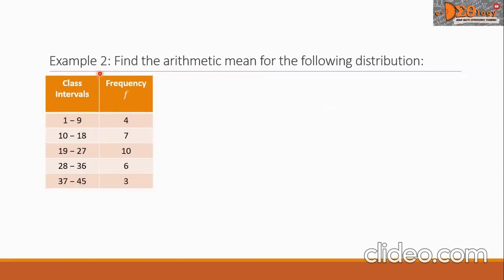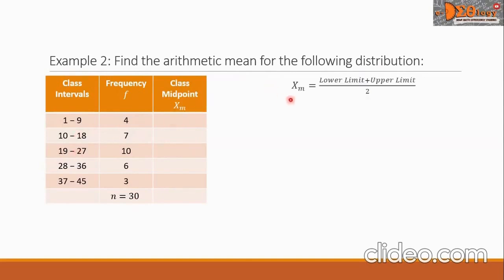Let us have example 2. Find the arithmetic mean for the following distribution. We have 5 class intervals here with their corresponding frequency. So let us solve for the mean. Step 1 is let us collect the n, and that is taking the total of this column, and this is equal to 30. Next, we need the class midpoint for each of the classes.